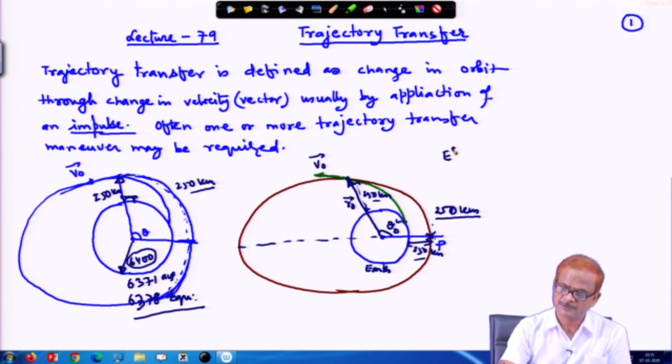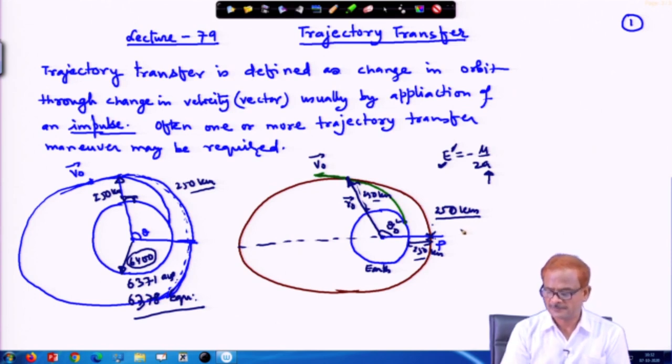E prime we have written as minus mu by 2a. So, E prime is the total energy per unit mass. So, as E prime decays, a will become smaller and smaller, so that it becomes more and more negative.